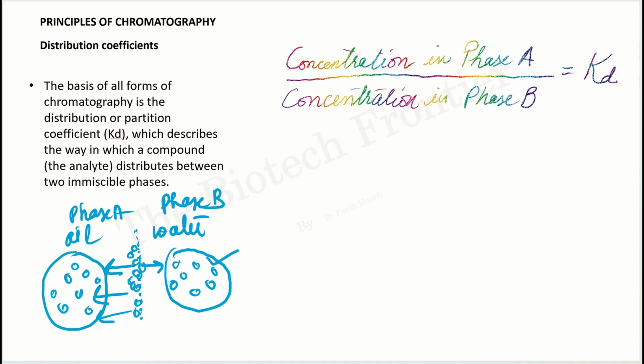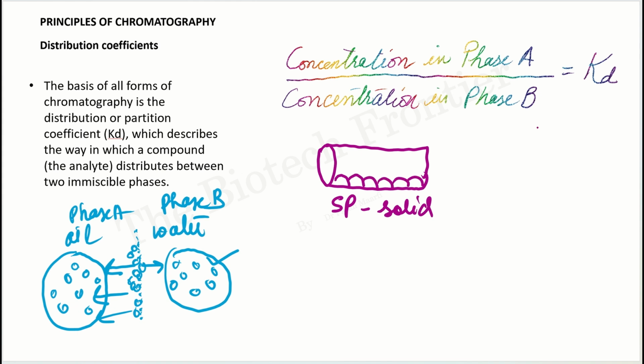KD also influences how quickly an analyte moves through the chromatographic system. Suppose this is a column and this column is coated with stationary phase. Stationary phase can be solid, liquid, or gas. This time, suppose this is a solid, and you coated this column with a stationary phase, and you have analytes A, B, C, D. This is a mixture of analytes.